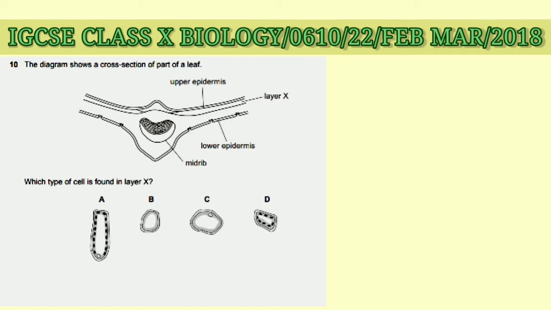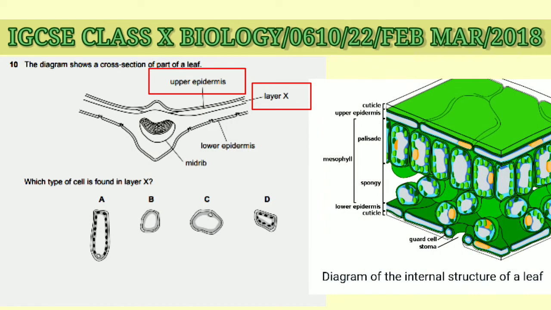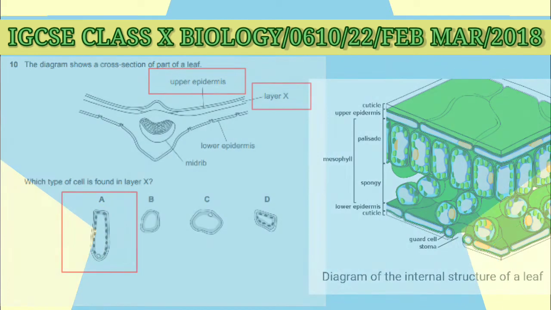Which type of cell is found in layer X? In the diagram given to us, upper epidermis is labeled and we have to select the type of cell which will be found below it. So this is the diagram of internal structure of a leaf. We can see long cells below upper epidermis and those are palisade mesophyll. So option A here, long cells of palisade mesophyll are found in layer X.